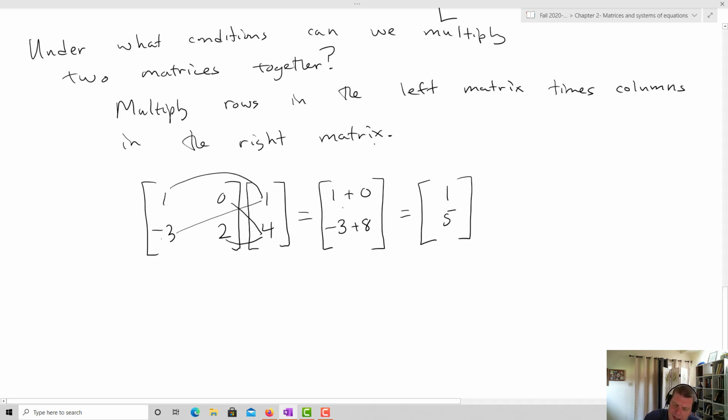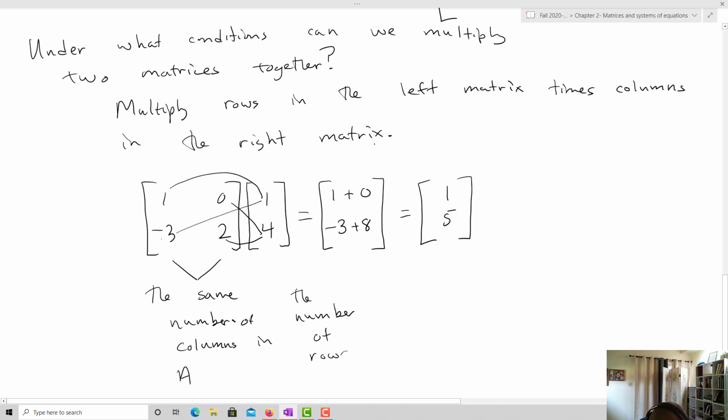And what we want to notice here is that we have the same number of columns in A as the number of rows in B. Okay, the number of rows in B. All right, so we notice that that's going to be the case. Let's take a look at another example.